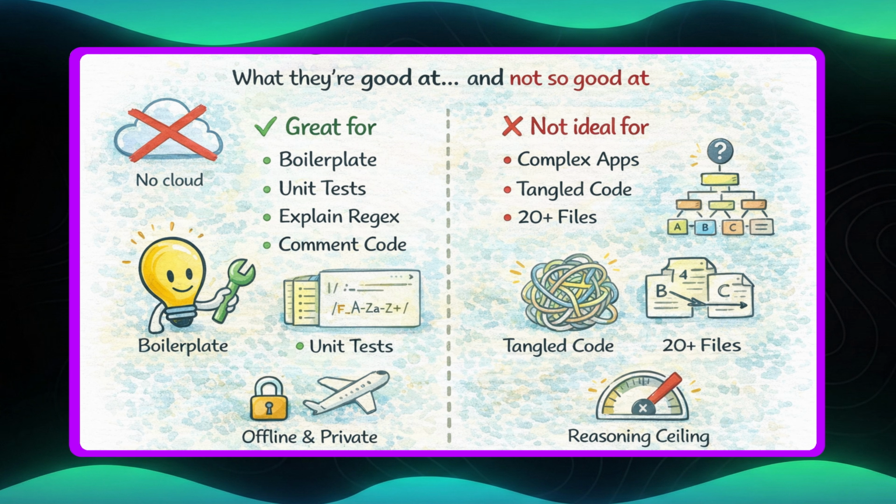But to be realistic about its limitations, this is a small model and has a strict reasoning ceiling. It's not Claude 3.5 Sonnet or GPT-5. If you ask it to architect a complex multi-tier web app from scratch or debug deeply intertwined logic across 20 different files, it is gonna hallucinate or get stuck in a loop. Small models excel at single, isolated tasks, not broad architectural planning.